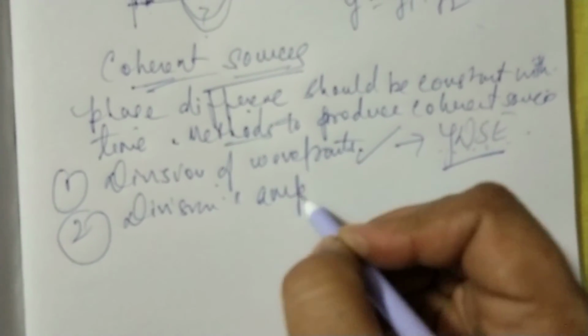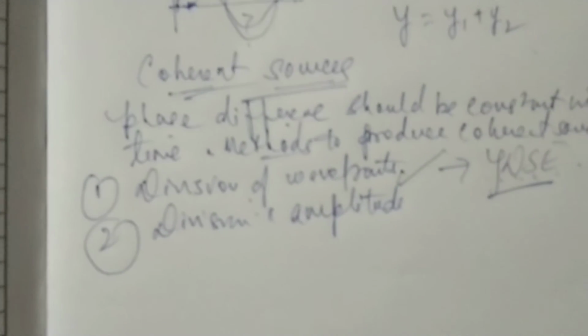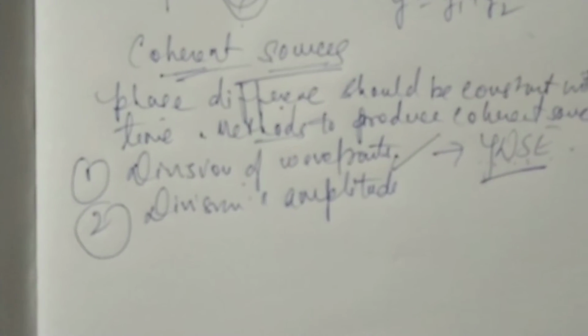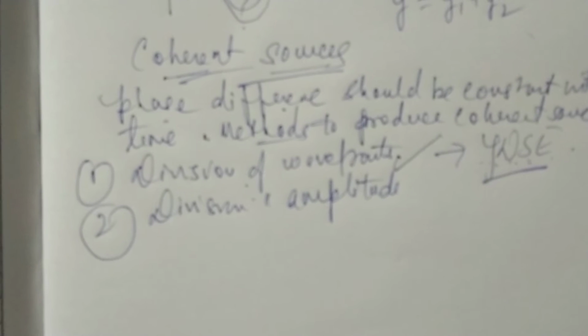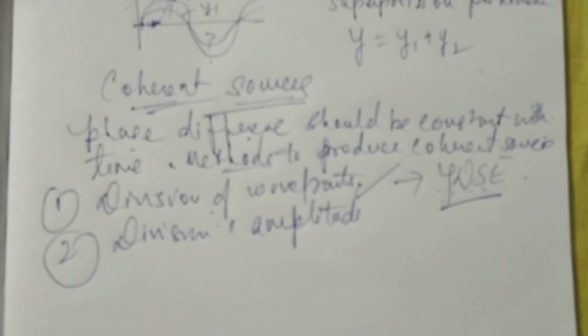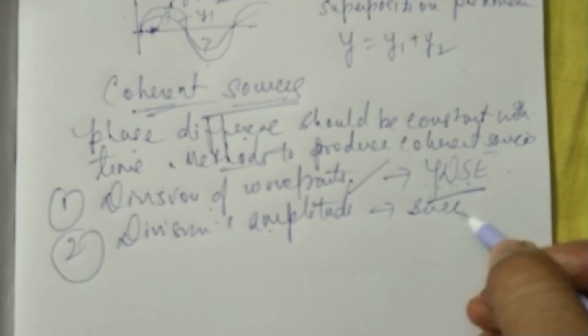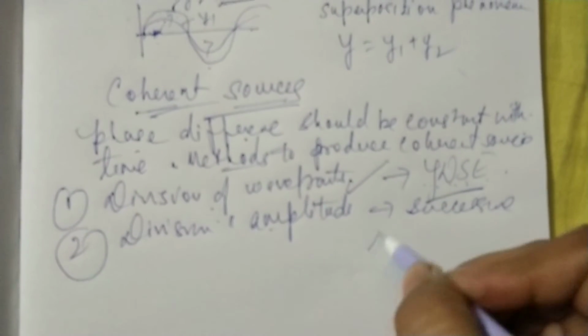Division of amplitude. Let us assume there is one wave coming out. In this method, the amplitude of a wave can be divided into two parts by successive reflections. This can be achieved with the help of successive reflection.